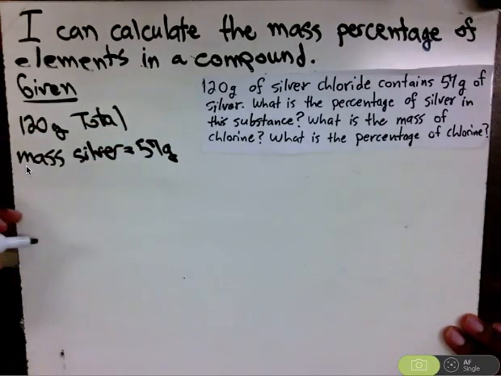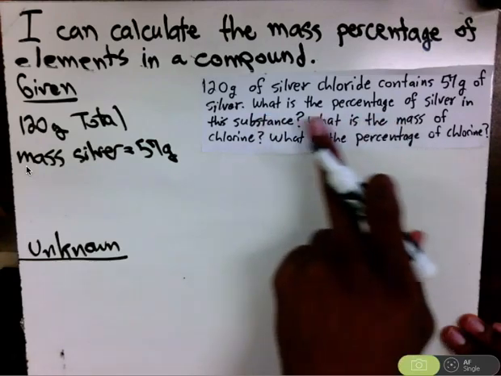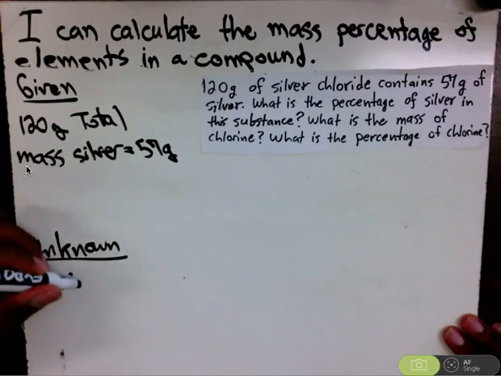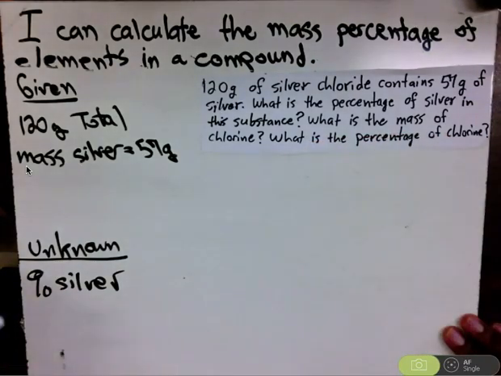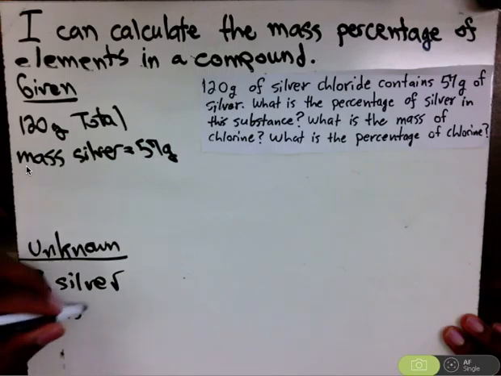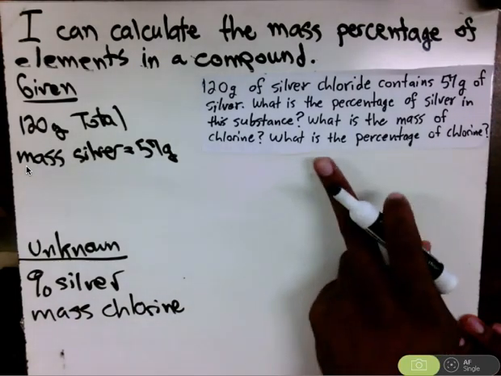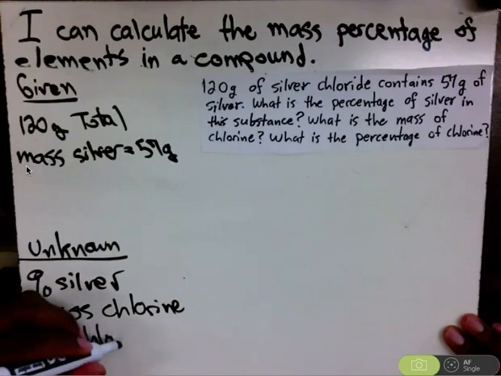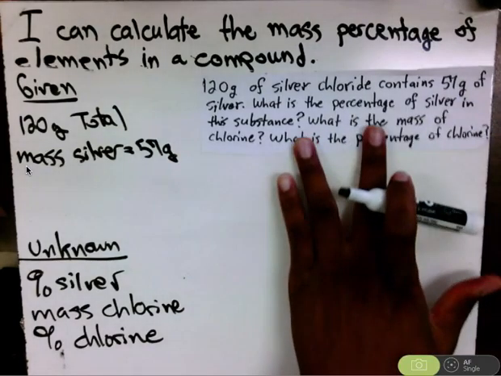Now, my unknown quantities are, what is the percentage of silver in the substance? So I'm going to say percent silver. Unknown is what is the mass of chlorine. So I'm going to say mass chlorine. And finally, what is the percentage of chlorine? So these are my three unknown quantities.